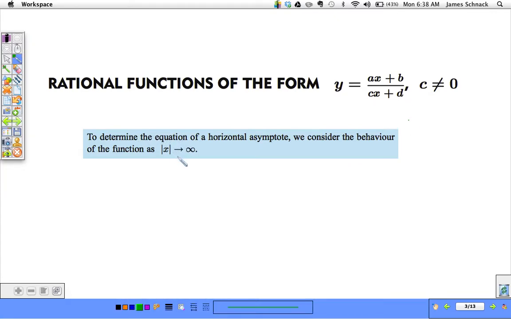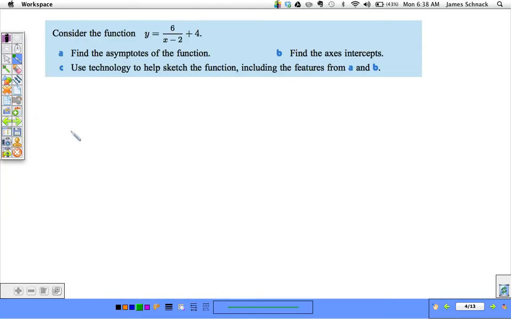To determine the equation of the horizontal asymptote, we're going to consider what happens to the graph, the behavior of the function, as absolute value x goes to infinity. So what happens out at the ends? So we have this function. Find the asymptotes, find the axes intercepts, and use technology to help sketch this function. Now there's a real easy way to do the asymptotes. If we think about the parent function, 1 over x, we know where the asymptotes are. They're the x and y axes.